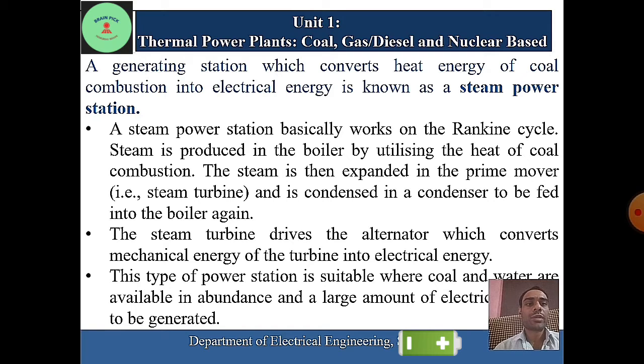The steam is produced in the boiler by utilizing the heat of coal combustion. The steam is then expanded in the prime mover, which is the steam turbine, and is condensed in a condenser to be fed into the boiler again. The steam turbine drives the alternator, which converts mechanical energy of the turbine into electrical energy. This type of power station is suitable where coal and water are available in abundance and a large amount of electricity is to be generated.